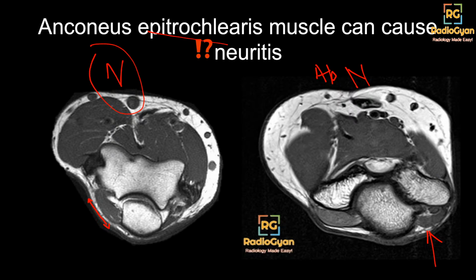Usually it does not cause any issues, but sometimes it can cause neuritis. So which nerve is present on the medial aspect of the elbow? In fact, it's seen in this image. So what neuritis is associated with Anconeus epitrochlearis?